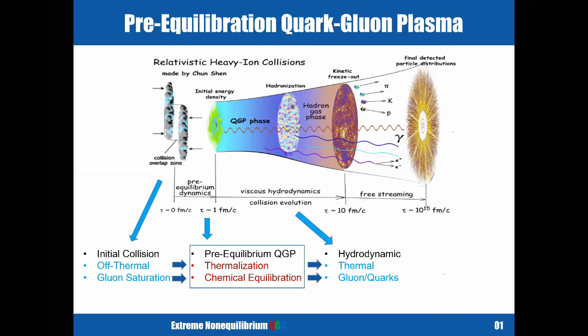two kinds of equilibration. One is the thermal equilibration, or kinetic equilibration. The other one is the chemical equilibration, which tells us how the quarks are actually produced from this gluon-dominated system.